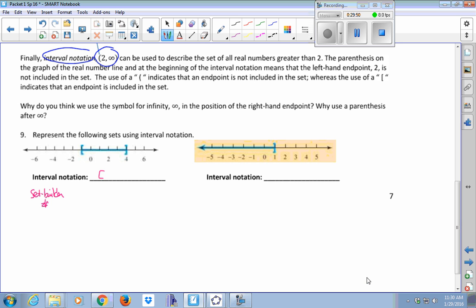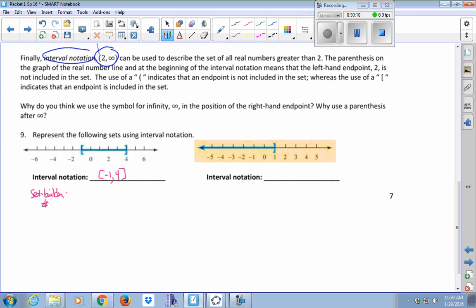Bracket. Yeah. Comma, 4. Yeah. Right. You notice that if you look at the number line, you know what to write in your interval notation because you're either going to see a bracket or you're going to see a parenthesis, right? It helps you out. All right.